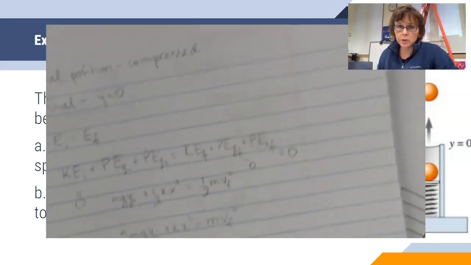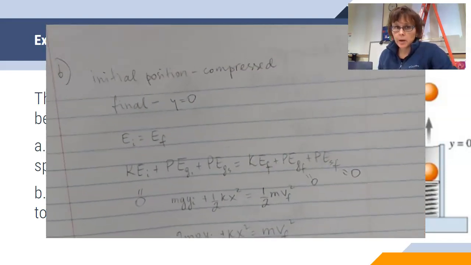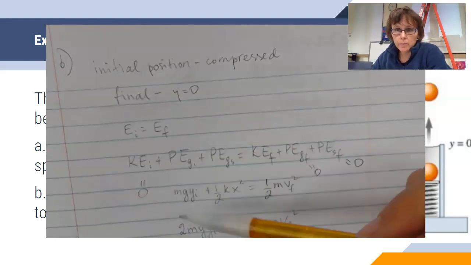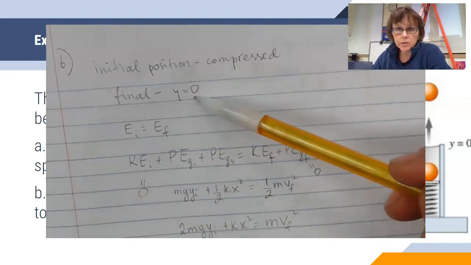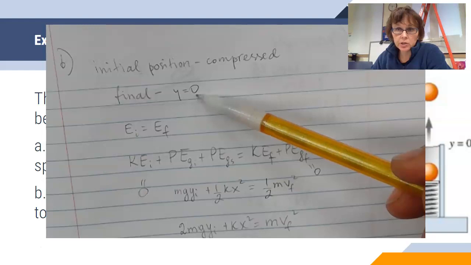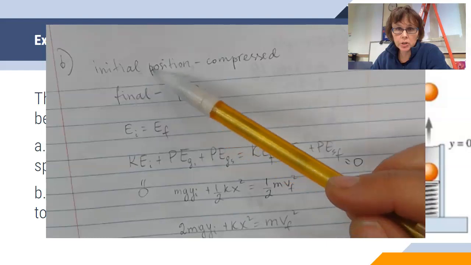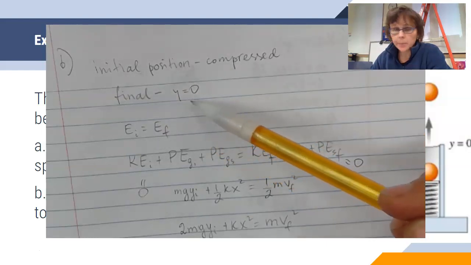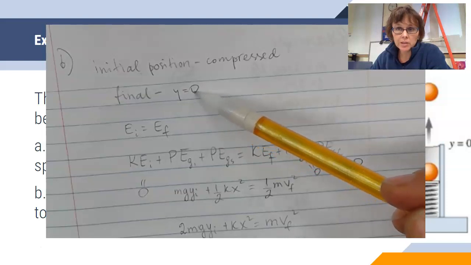The next question is what's the speed of the ball when it is at the reference level, at the reference position. In this case, we have to define what our positions are. The initial position is the compressed state, and the final position at y, the reference point, is 0.